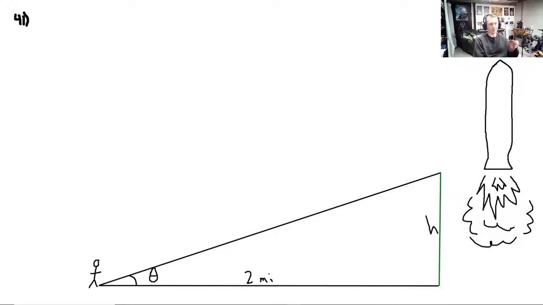Is there a question that you have about this situation that needs to be answered so that you can give me a good answer? Or is there sufficient information to tell me what the height is? If so, what is the height?